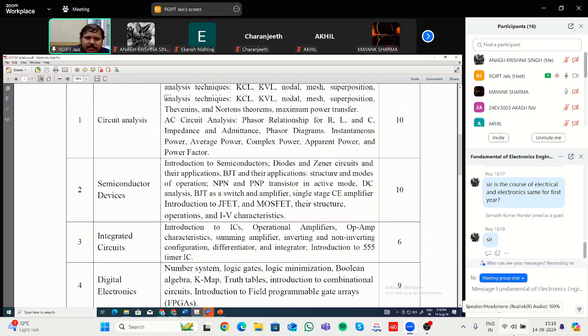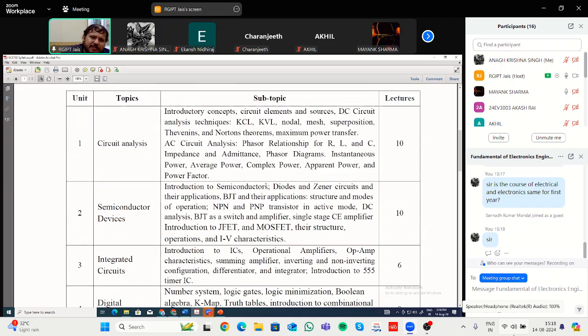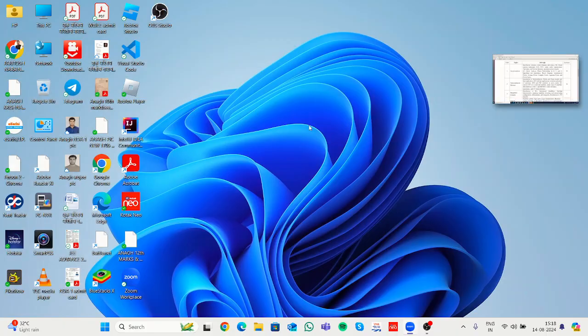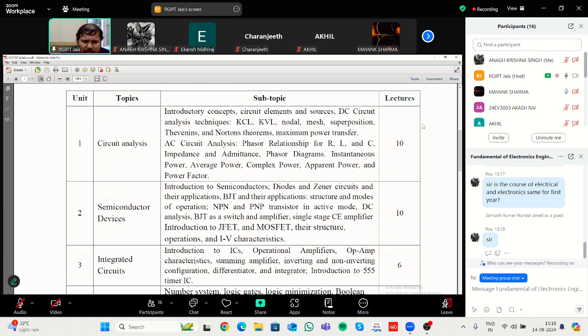This we will share. Again, if you go to the website, or if you simply write curriculum and syllabus RGIPT, you will get this whole document. It has all the subjects and all the syllabus for all the subjects you will learn till your eighth semester, for 4 years. So you will simply download it. We will also share this.